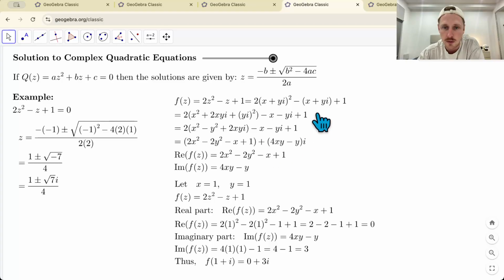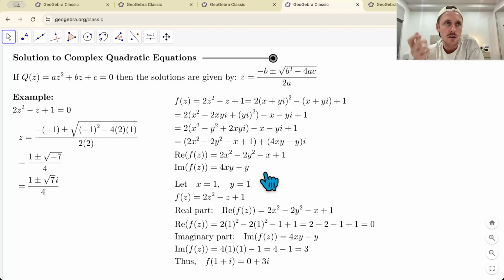Pause the video, get a pen and paper out, and check that that verifies, but I can assure you it does. So this is the real part, because remember, even though yi is the imaginary part, the coefficient of i is real. So all of this is real, and this coefficient of i is also real. So we can say that the real part of the complex quadratic f of z is 2x squared minus 2y squared minus x plus 1. And the imaginary part of the complex quadratic is 4xy minus y.